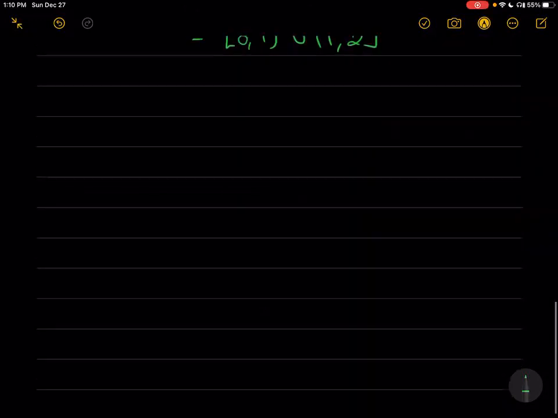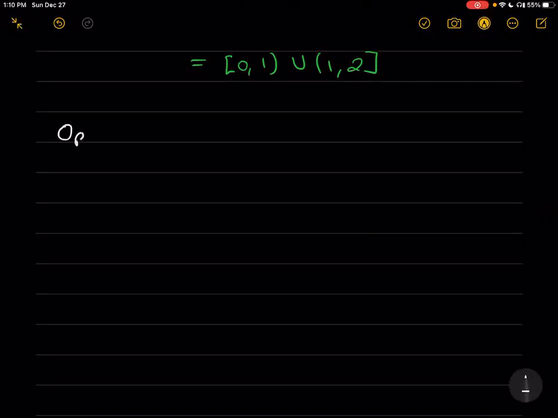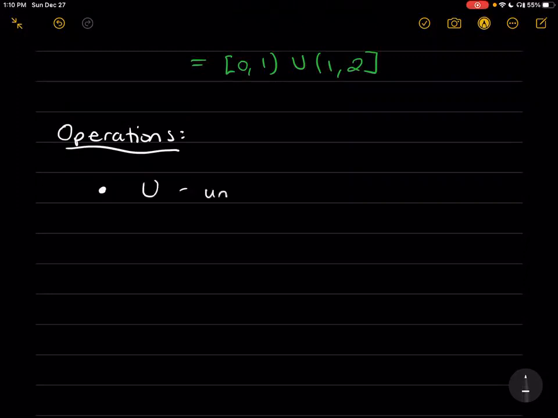OK, so let's do a quick summary. So our operations are thus. So far, we've got 3 of them. And these are going to be the ones that we're going to focus on mainly. So we've got U for union. We've got this weird N thing for intersection. And then lastly, we just talked about this, which was exclusion or set difference.